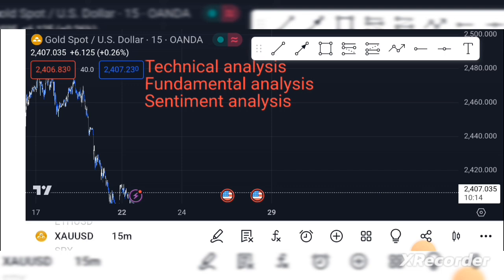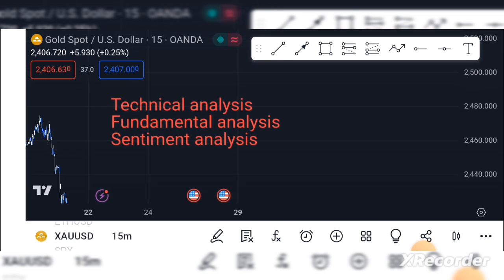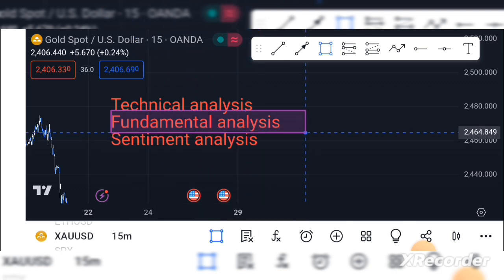Before I move on to what is fundamental analysis, now we are done with technical. We are moving into fundamental analysis. I see fundamental analysis as the use of events, political events. When I say events, I mean it covers political events, interest rate events, all these kinds of events that usually happen in a geopolitical zone or in a particular country at a particular time.